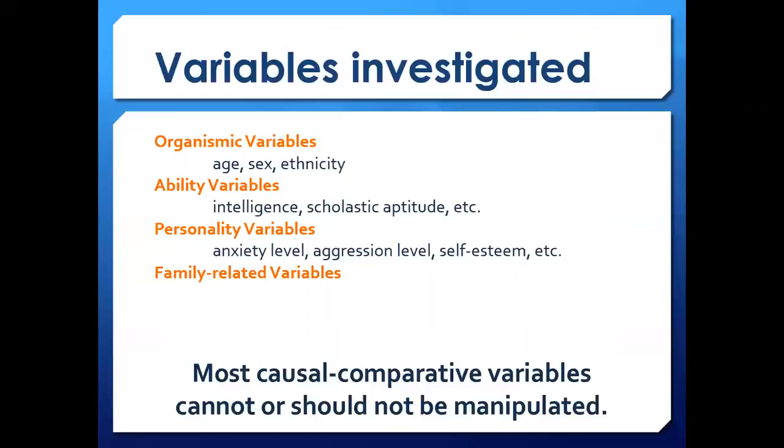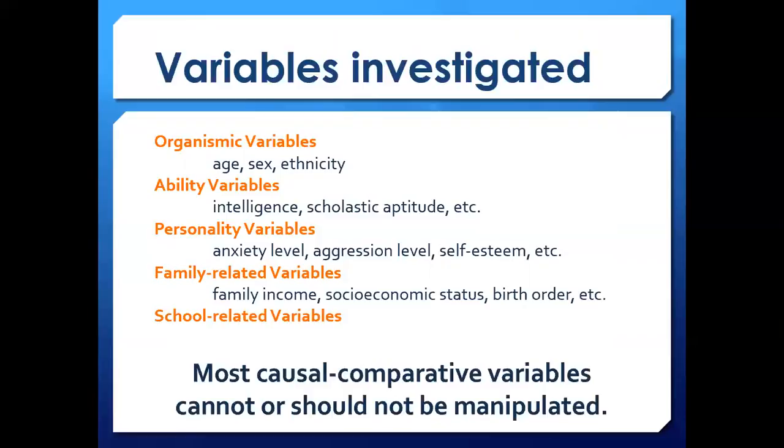The fourth category is family-related variables. This is pretty self-explanatory. All of these variables have to do with the family. Some examples are family income, socioeconomic status, birth order, number of siblings, family environment, even things like the marital status of parents or the employment status of the mother or father are all family-related variables.